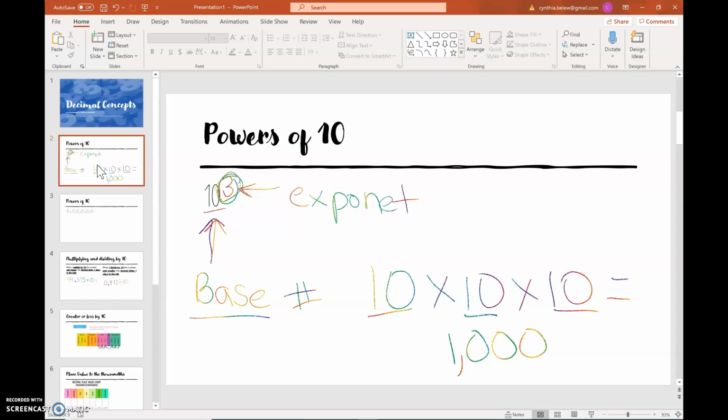Mistakes that students are making on this: they think they're adding 10 plus 10 plus 10 and getting 30, or they think they're multiplying 10 times 3. Please make sure that your child knows that this means I'm multiplying the base the number of times that the exponent tells me to. So 10 times 10 times 10.